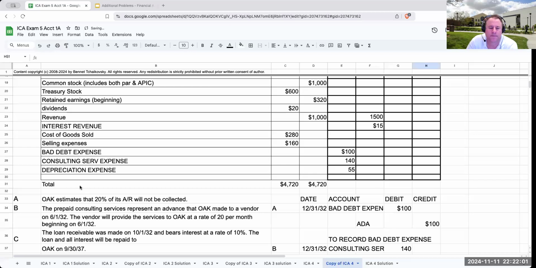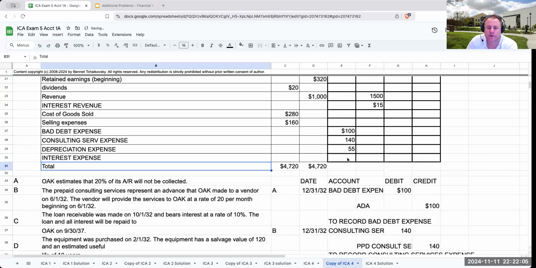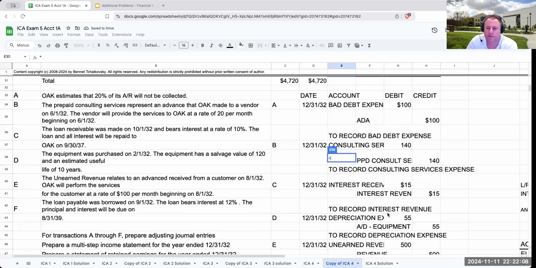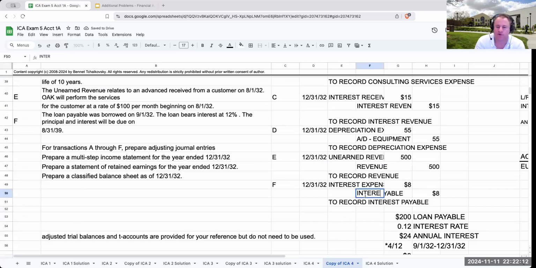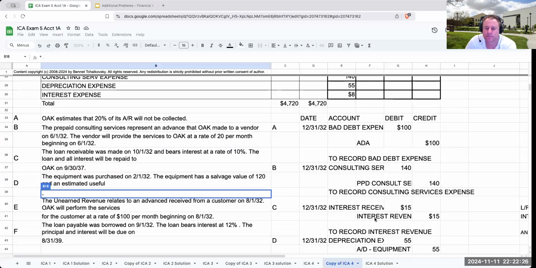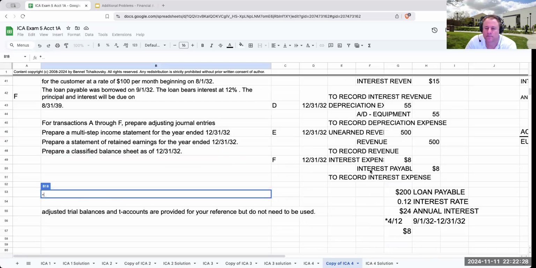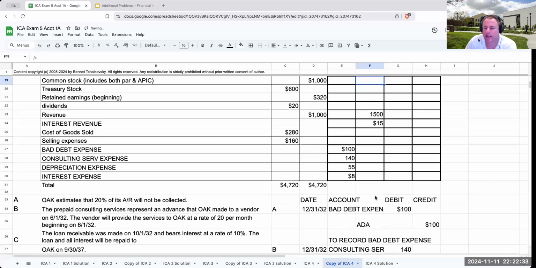Okay, so over here, I'm going to have an interest expense of 8 as a debit. And I'm going to have over here interest payable. So over here, I'm going to have interest payable, and this is going to be over here at around 8.